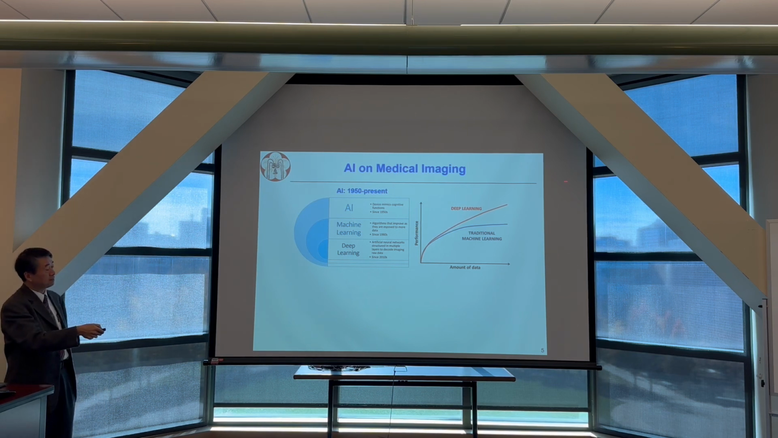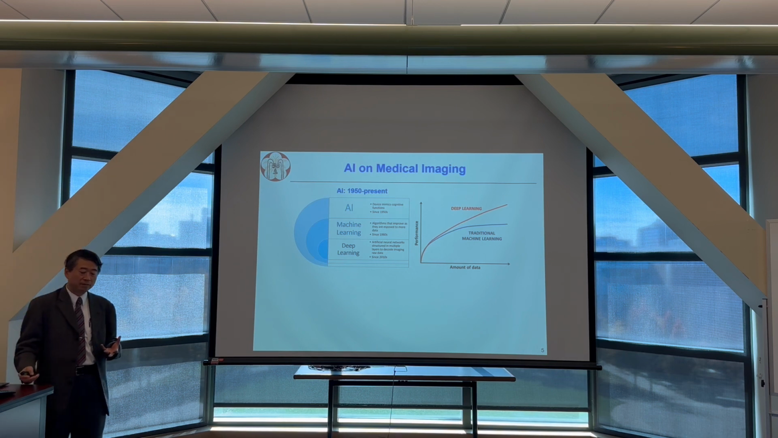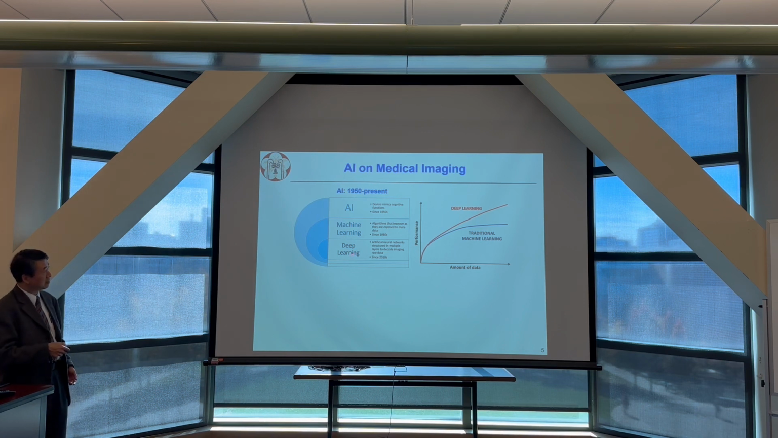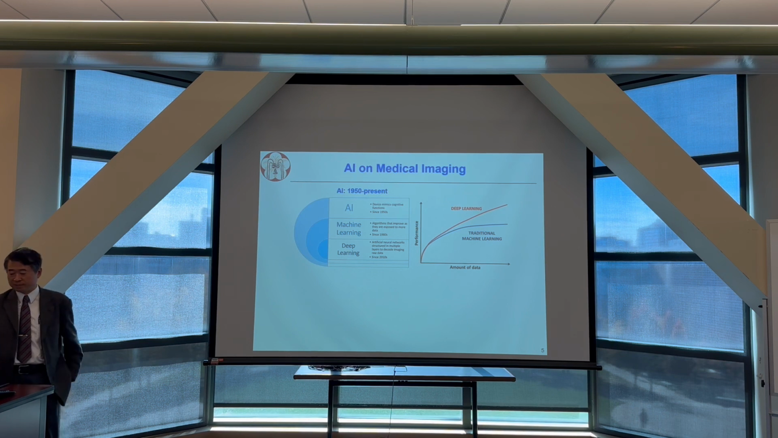linear trend. So this is something very good for biomedical imaging, because usually for a biomedical imaging modality, you can acquire data very fast. For example, for OCT, you can very easily acquire more than 1 gigabyte of data in 1 second. So it's really very big data. So it's a perfect match with deep learning, because with larger data, you can have a linear improvement in performance.